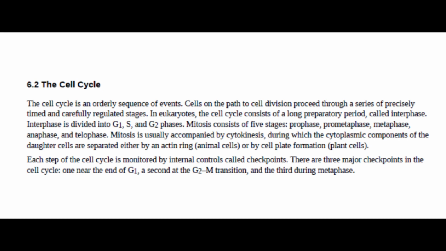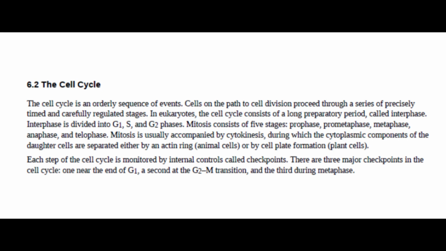Section 6.2. The cell cycle. The cell cycle is an orderly sequence of events. Cells on the path to cell division proceed through a series of precisely timed and carefully regulated stages. In eukaryotes, the cell cycle consists of a long preparatory period called interphase. Interphase is divided into G1, S, and G2 phases.